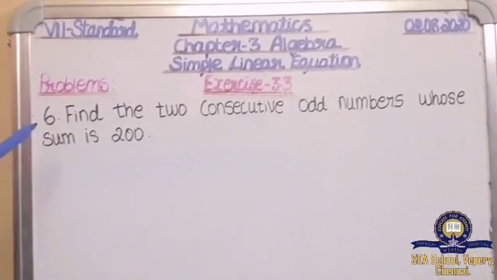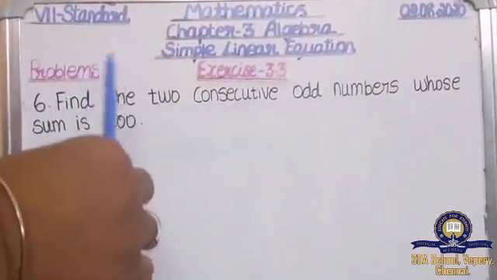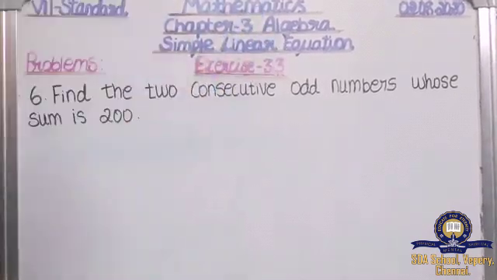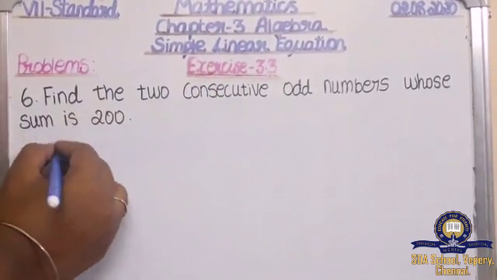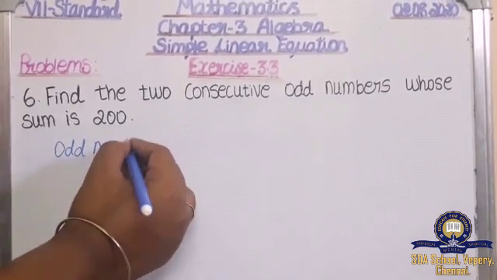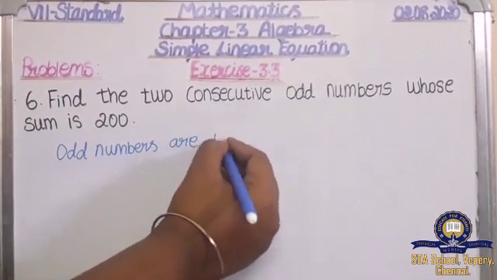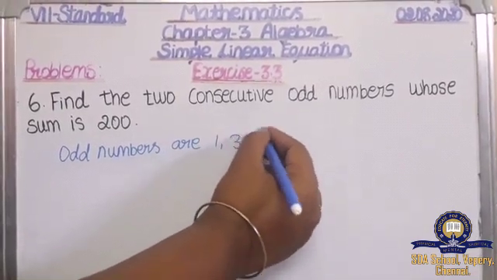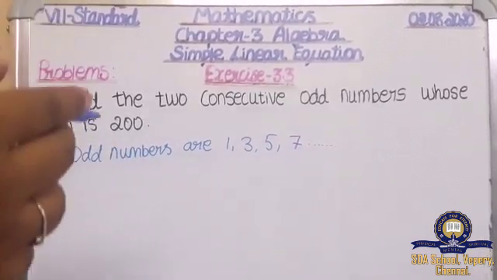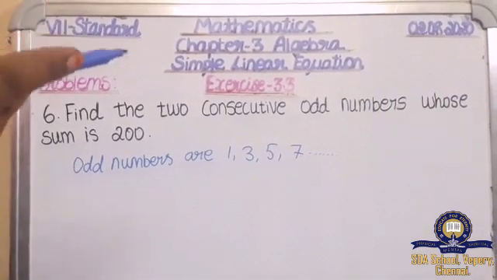The next problem given here is: find the two consecutive odd numbers whose sum is 200. So here we need to find the two consecutive odd numbers. First, we know what the odd numbers are: 1, 3, 5, 7, etc. From this, we find the difference between these values to get the two consecutive odd numbers.